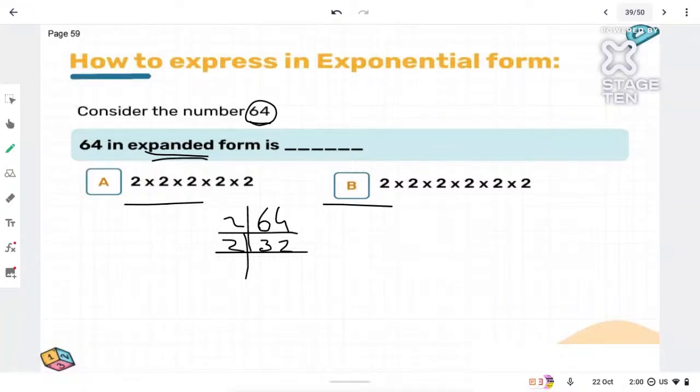Is it, Deepa? Is it breaking for everyone? Is my voice breaking for everyone? Please confirm in the chat box, students. Is it breaking for everyone?